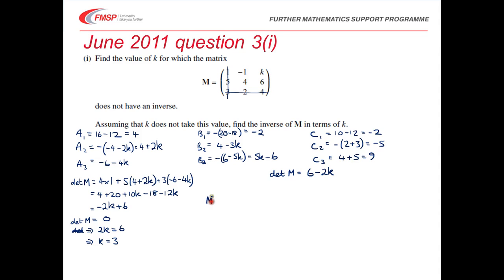So the inverse is 1 over the determinant, and we need to take each of these elements and transpose it, so we get going across the top 4, 4 plus 2k, minus 6 minus 4k, and then the next column as a row, minus 2, 4 minus 3k, 5k minus 6, and then minus 2, minus 5, and 9.